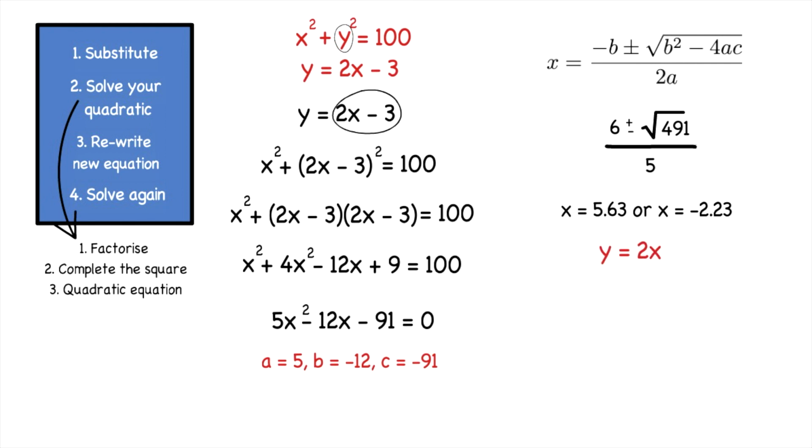Then, just as before, we replace the x with what we now know to either be positive 5.63 or minus 2.23, and then we can find out what y is. So when x equals 5.63, y will equal a positive 8.26. And where x equals minus 2.23, y will equal a minus 9.46.